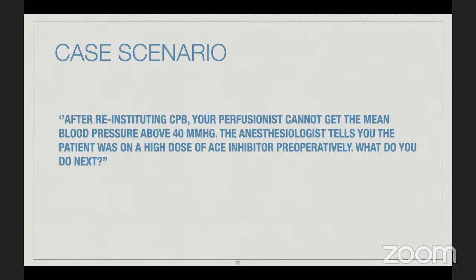What do you think, Dr. Mahmoudi? Just ask the residents first, your residents first. Anyone can answer?